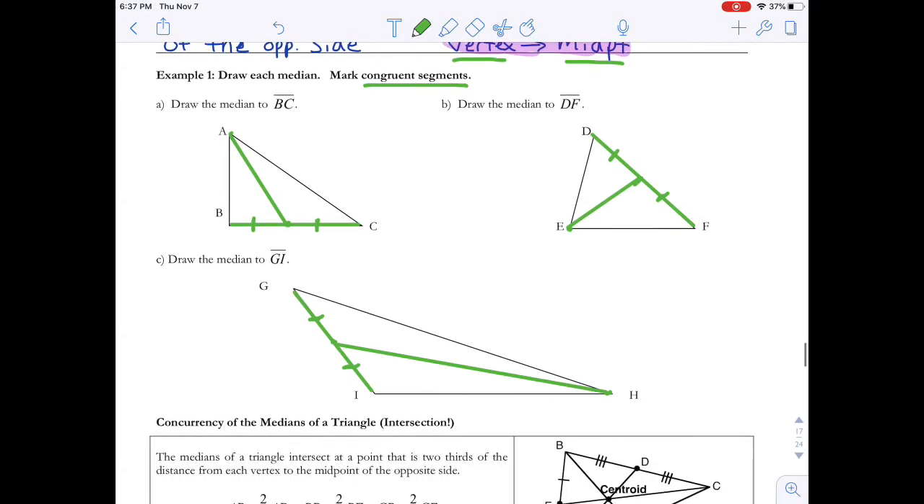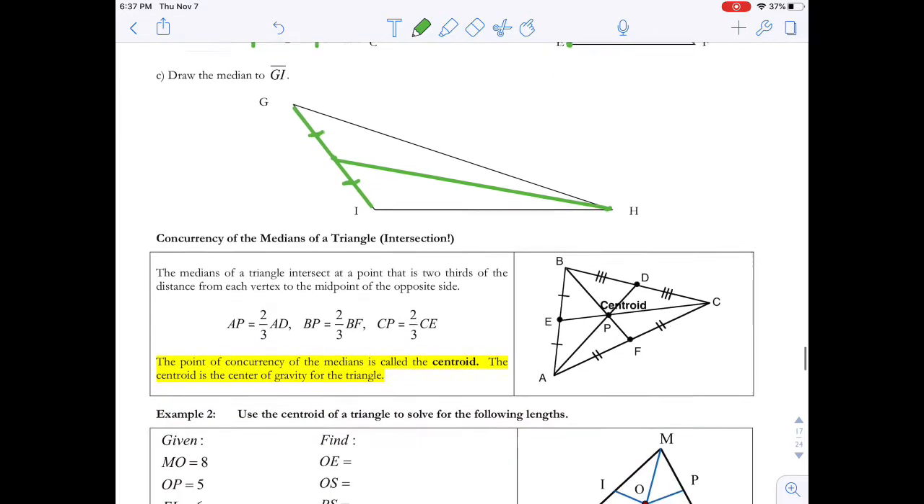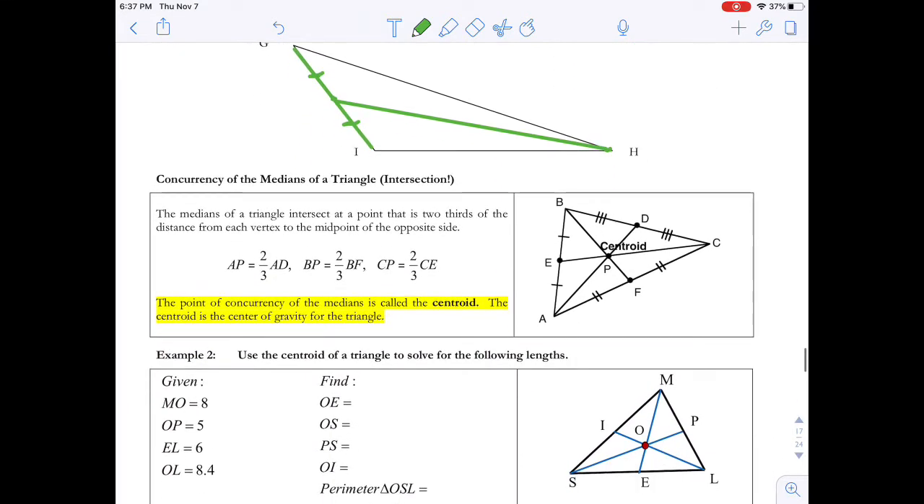Now, when we talk about the concurrency of the medians of a triangle, what we're really talking about is the intersection. So if you look at the image on the right, the point of concurrency of the medians, the point where all the medians intersect, is called the centroid. The centroid is basically the center of gravity of that triangle that we have.